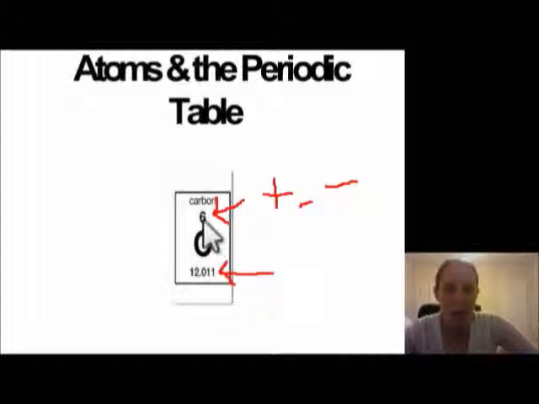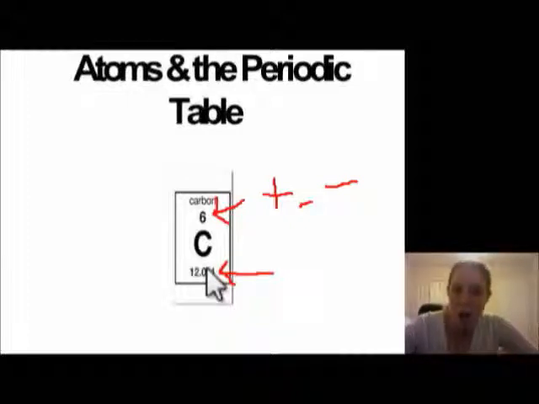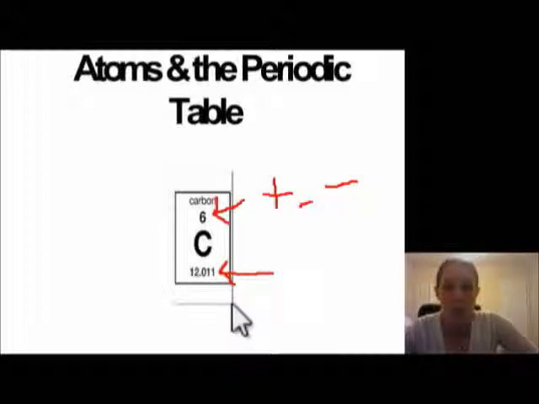The atomic number tells us the protons and electrons, and if the atomic mass is the protons plus the neutrons, if we want the number of neutrons, we simply take the atomic mass, which is 12, and we subtract the atomic number, which is 6, giving us a total of 6 neutrons. So just from one little tile, we can get a lot of information.